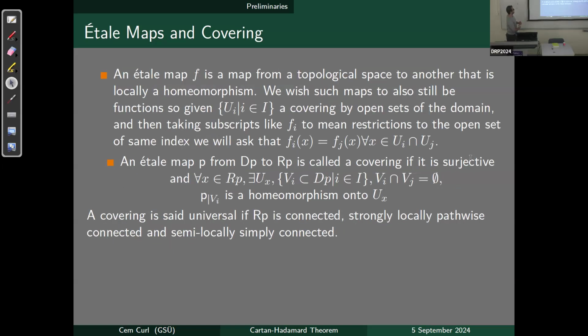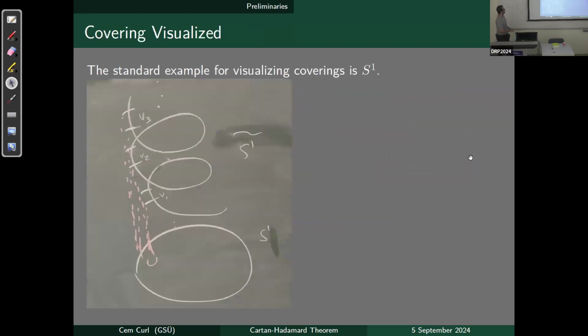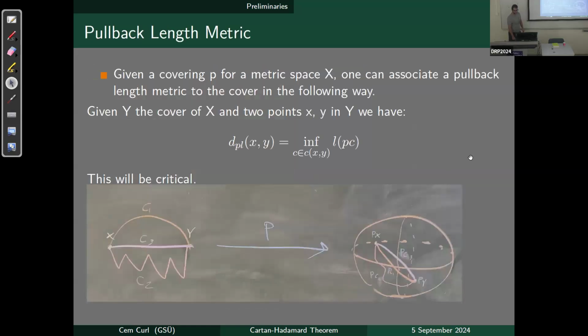Étale maps and coverings. A map is an étale map if it's a local homeomorphism with some conformity conditions on how things work. You can think of the standard example on S1 and R. We have the pullback length metric.